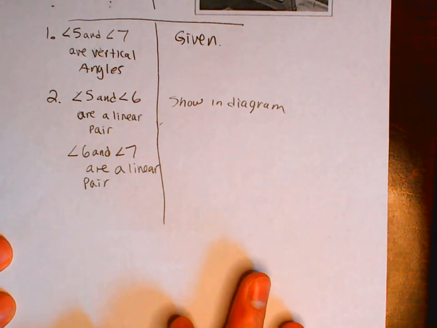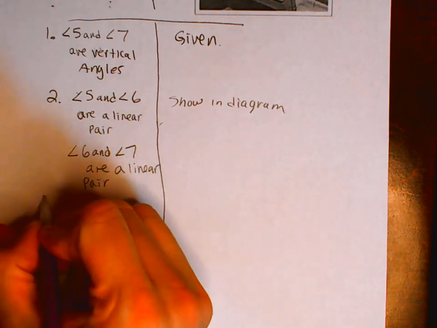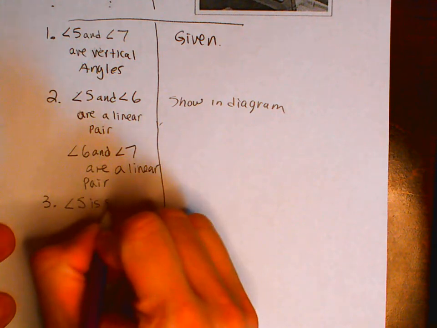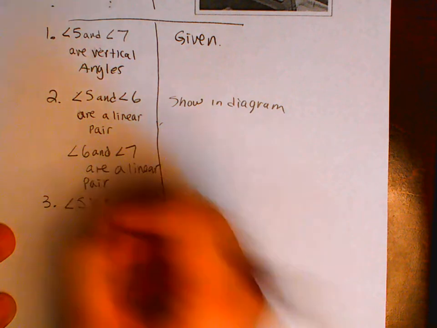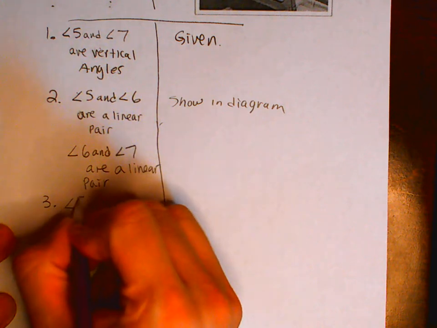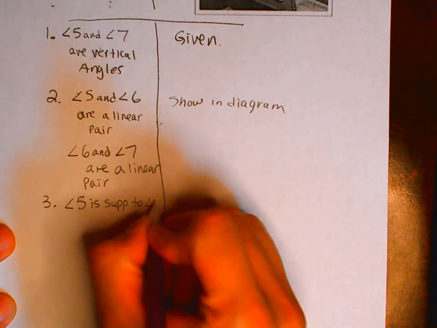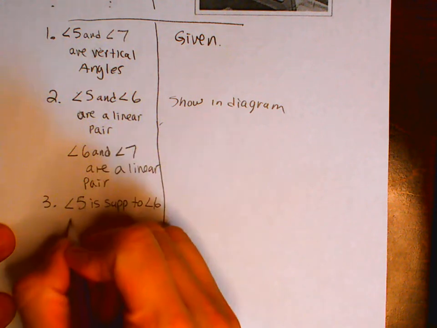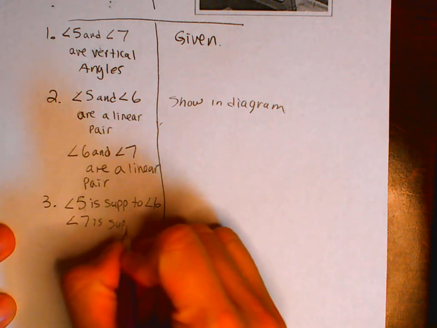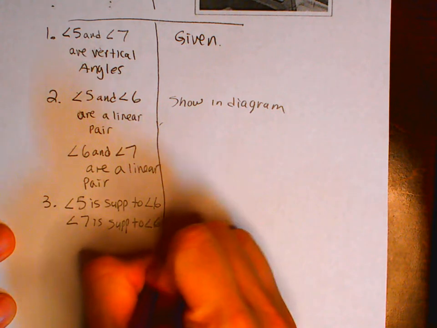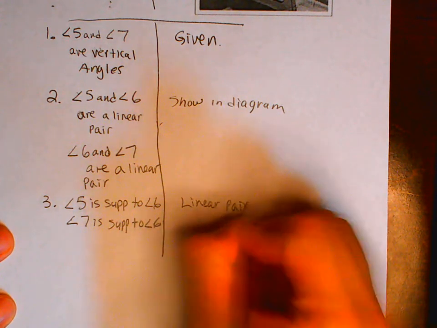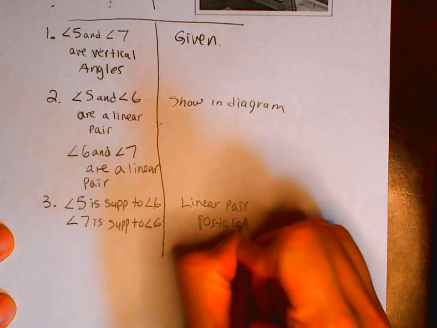So here's the thing. They're both linear pairs, therefore they're both supplementary. So angle 5 is supplementary to angle 6. And for the same reason here, angle 7 is supplementary to angle 6. And this is because of the linear pair postulate.